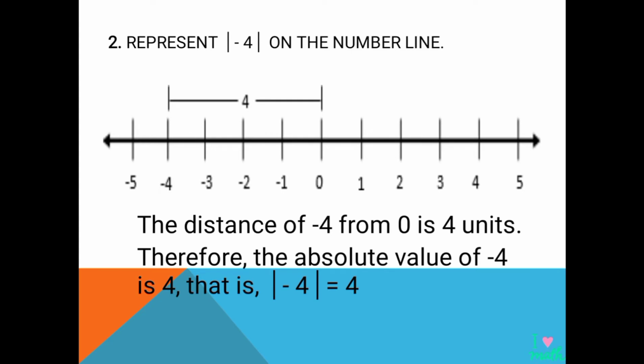Once again, number 2, represent the absolute value of negative 4 on the number line. So you start from the point of origin, which is equal to 0. Since that is negative, you're going to the left. So how many units? Negative 1, negative 2, negative 3, and negative 4. Therefore, the distance of negative 4 from 0 is 4 units. So the absolute value of negative 4 is equal to 4.